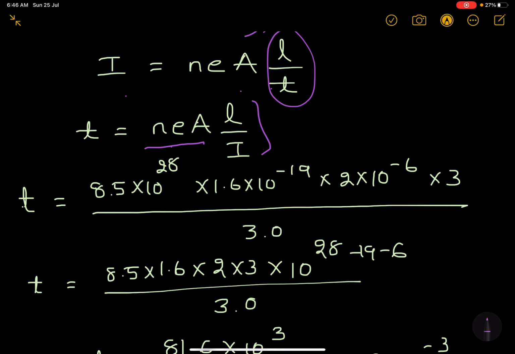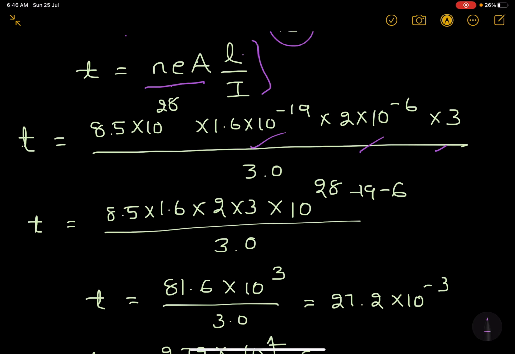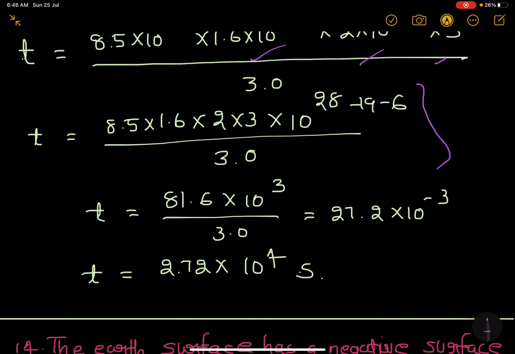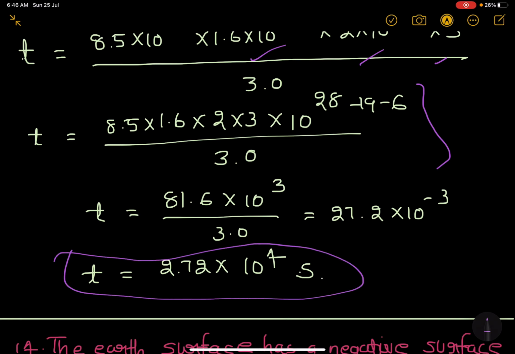Then the above data I mentioned here: number of free electrons, electron charge, area of cross section into length, by current 3. So we do that simple calculation. Finally we get t = 2.72 × 10^4 seconds.